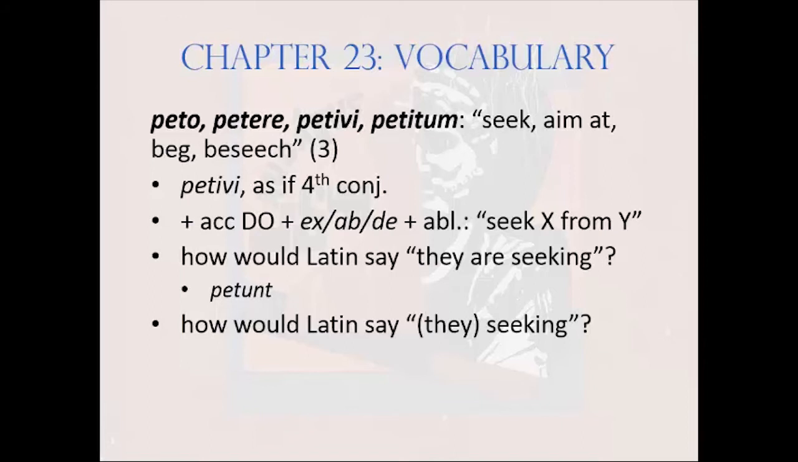And "they" connotes nominative plural, let's assume masculine, which means the correct ending is -es. And this verb is third conjugation. What's the proper thematic vowel? We just studied this. Correct. The letter E. So how does Latin say "they seeking"? Petentes. This could also be translated as a substantive, meaning "the seekers."